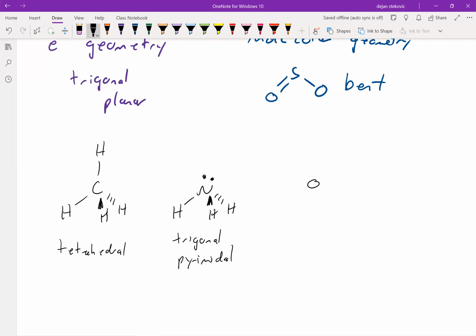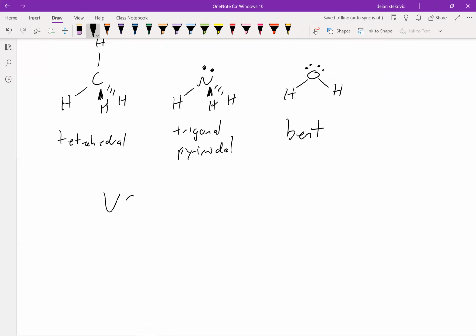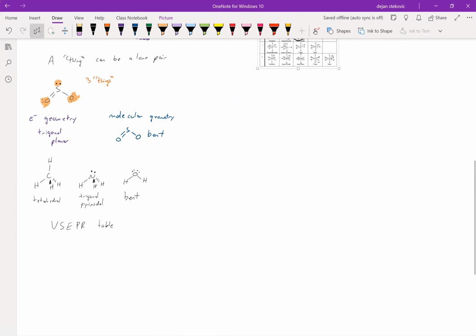And then finally, we have water. So in this case, we still have four things, right? Two hydrogens and then two lone pairs, but only two of the things are atoms. So its electron geometry is still tetrahedral, but now its molecular geometry is what we call bent. And you can look all this up through what's called a VSEPR table. So it's a good reference to have, but really you want to be familiar with the shapes.